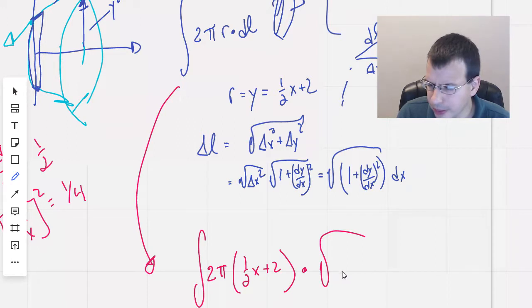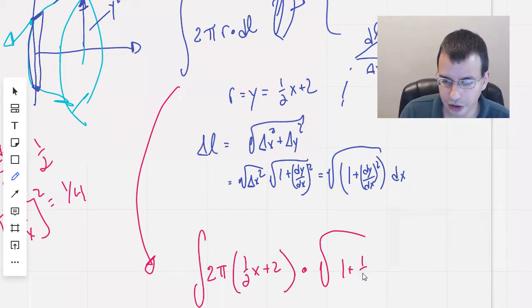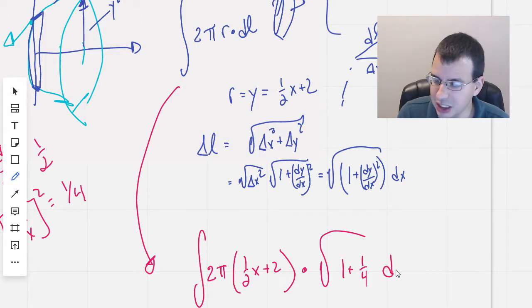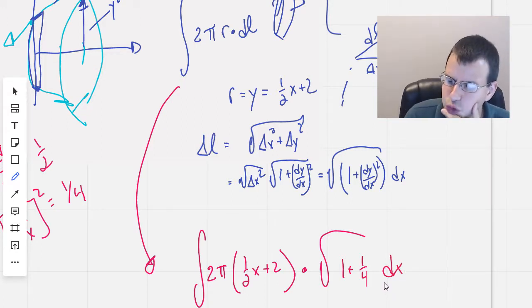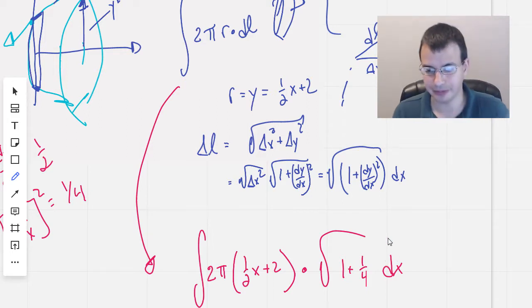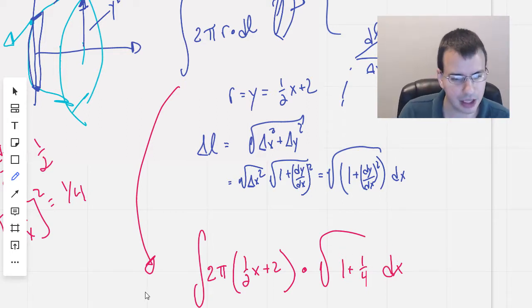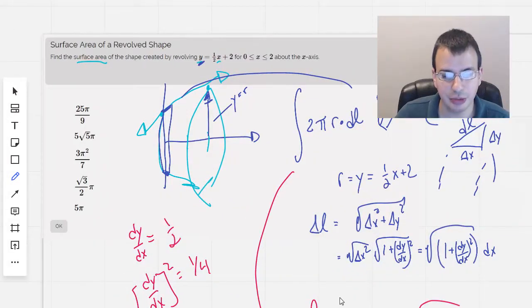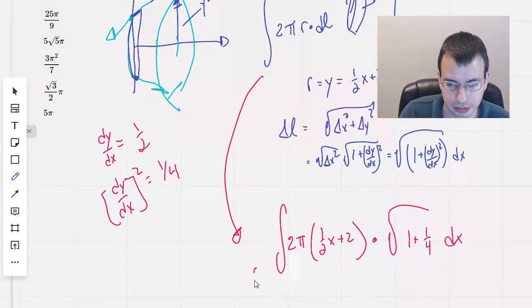We do 1 plus 1/4, because dy/dx squared is 1/4, dx. Maybe. Seems reasonable. Yeah, I was surprisingly good with this. And then we'll go from points, since we're doing it along the x-axis here. It'll be from 0 to 2.